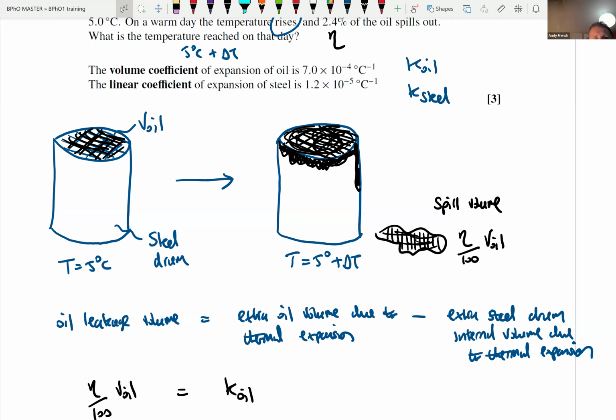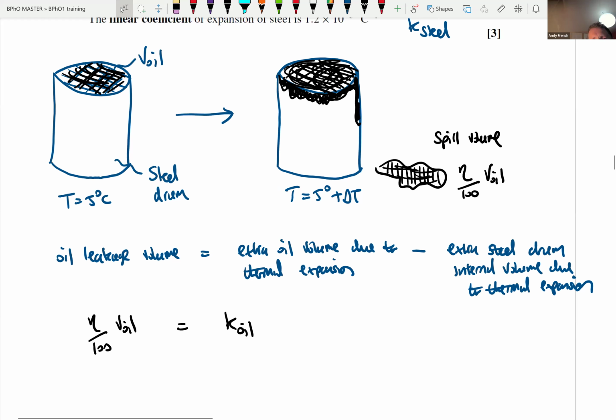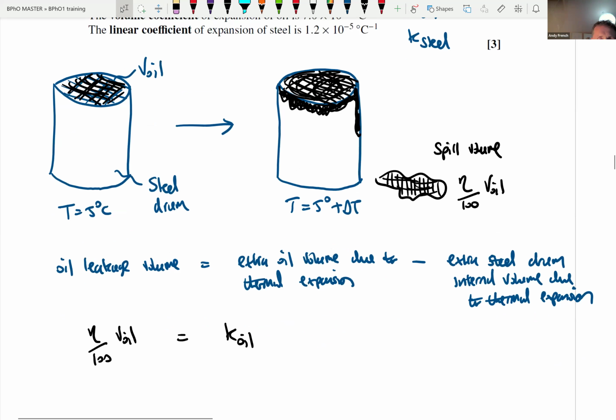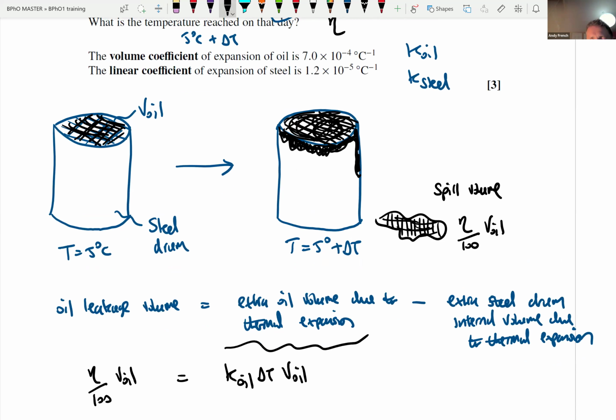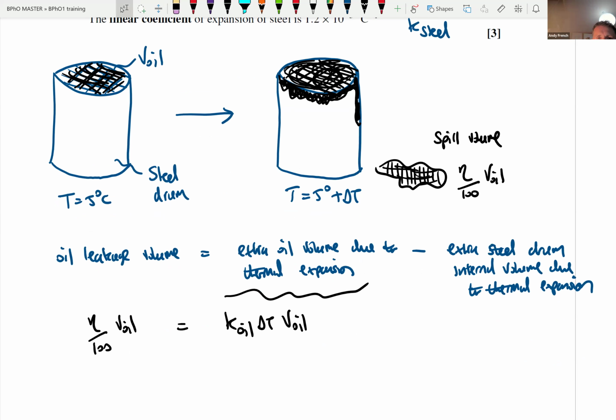A slightly difficult thing is what does that number actually mean? It's a fractional expansion. If I was being nice, I might add that term. Maybe we can ask BPhO to do that for future years. But that's what it means, guys, if you're not sure. So K oil times delta T times V oil is what that extra volume is. I noticed that it's got to be a factor because we haven't got any other units there. It's not like per unit volume, something like that.